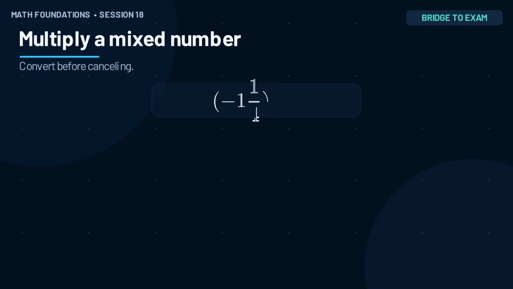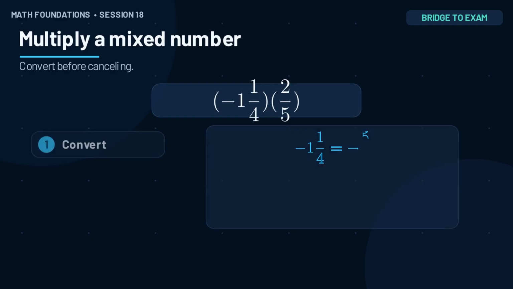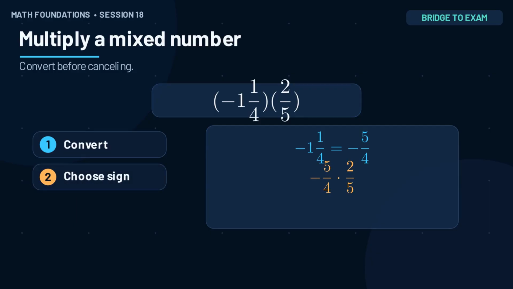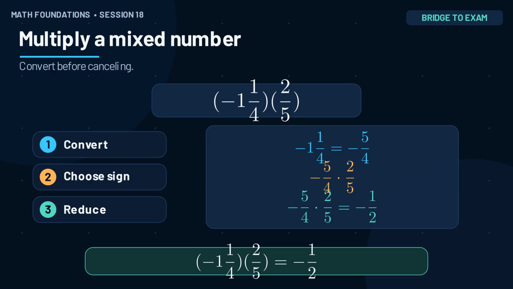Evaluate -1 and 1/4 times 2/5. Step 1. Convert -1 and 1/4 to -5/4. Step 2. Different signs predict a negative product. Step 3. Cancel 5 with 5 and 2 with 4 before multiplying. Therefore, the product is -1/2. Check. 1 and 1/4 times 2/5 is about 1/2, so the scale is reasonable.